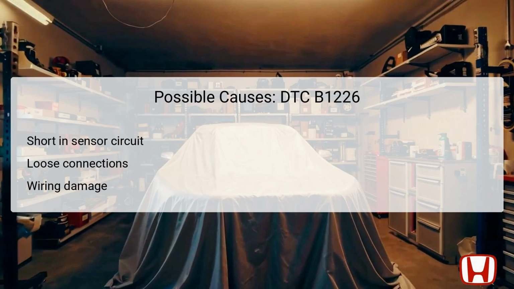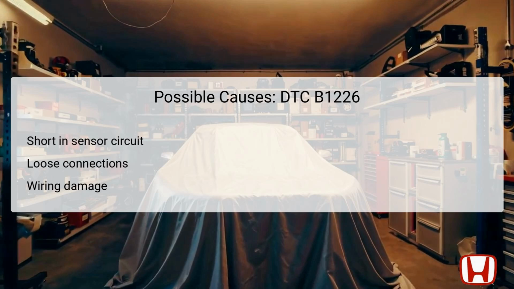There are several potential causes for the DTC B1226 being triggered in a Honda Accord from 2008 to 2012. One primary cause is a short in the in-car temperature sensor circuit, which can occur due to wiring insulation breakdown, providing unintended paths for electrical current.